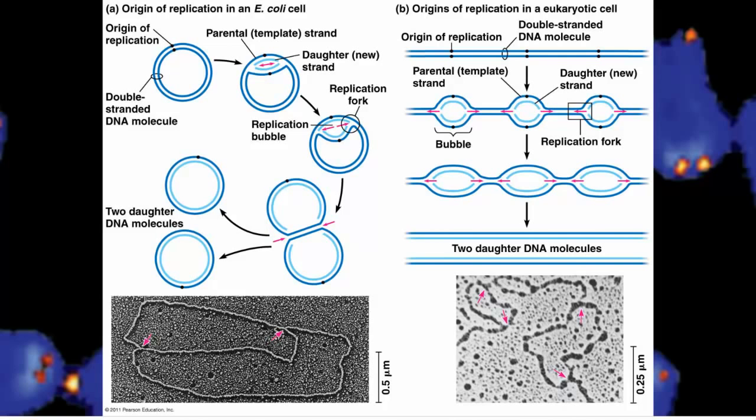Each chromosome can have many origins of replication at once to create copies of chromosomes faster. Remember that the bubble expands in both directions as replication continues.